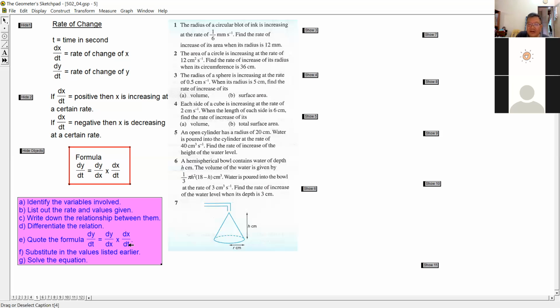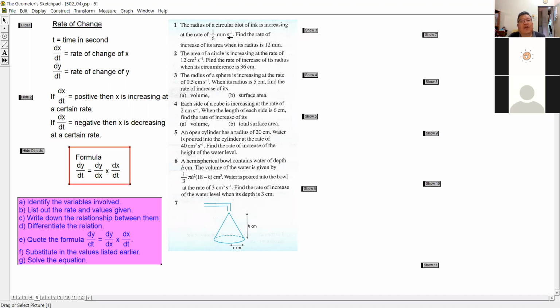So when you look at the question, you don't be afraid. You just write down all this. Once you have written down the formula, dA over dt equals dA over dr times dr over dt, then the next step is to substitute in the values listed earlier. So the values that you have written on the answer script, you just put inside the chain rule. That's all, right?